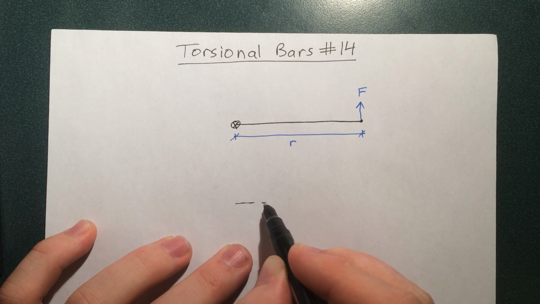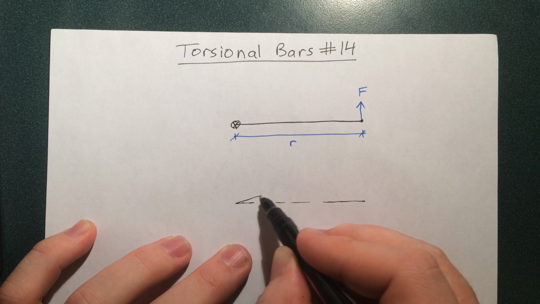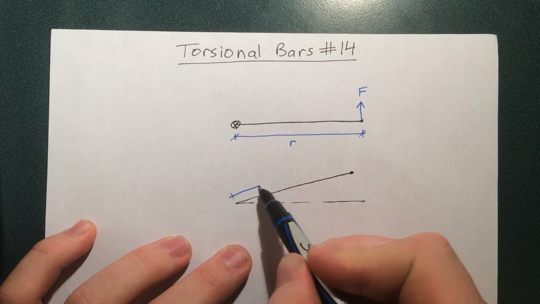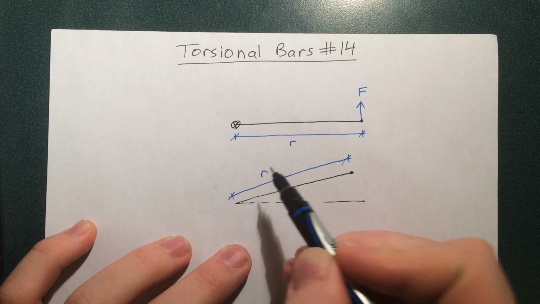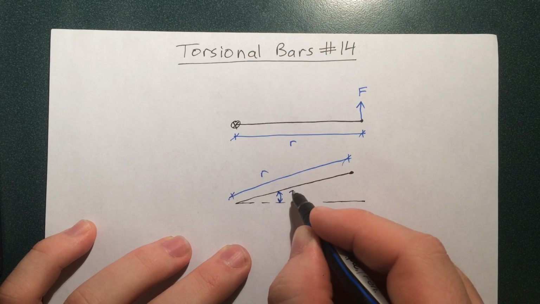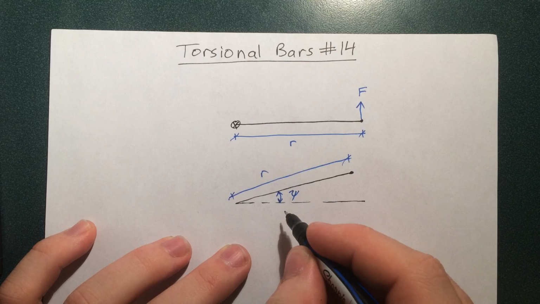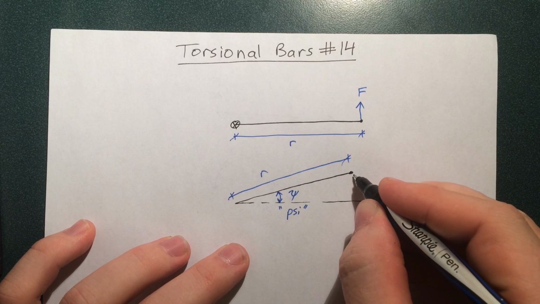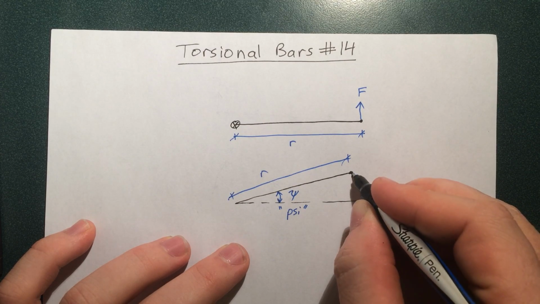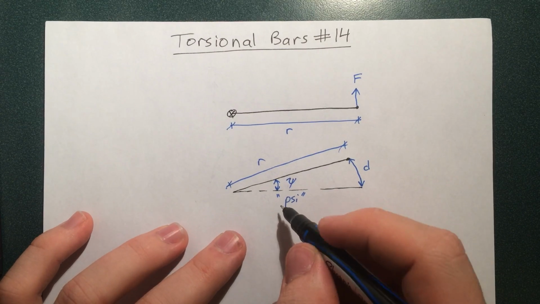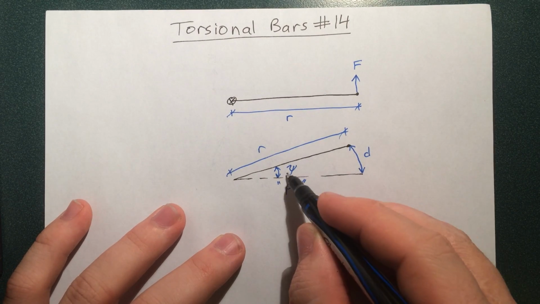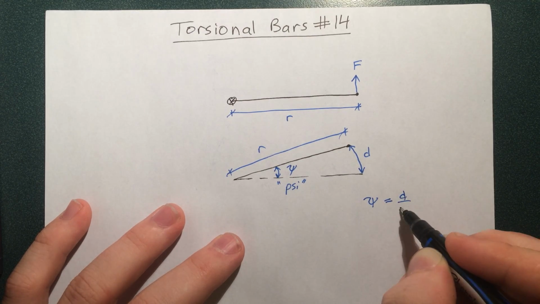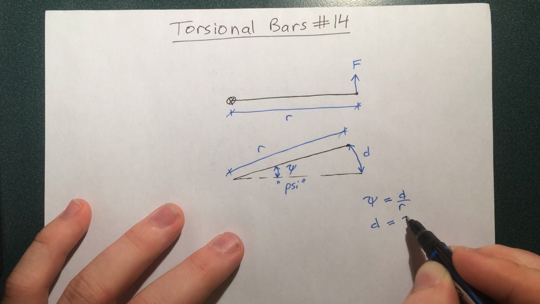Before you applied that force, it was here. After you applied that force, it's moved to here. So this length is still r, but it's moved through some angle. We'll give it the Greek letter C, and you spell it like this. And it's moved through some distance here, the radial distance d. We can describe the distance because we know the angle: C is equal to d by r, or simply d is equal to C r.